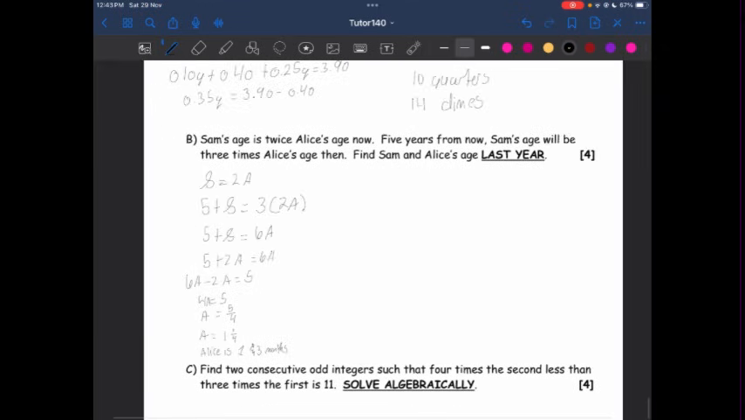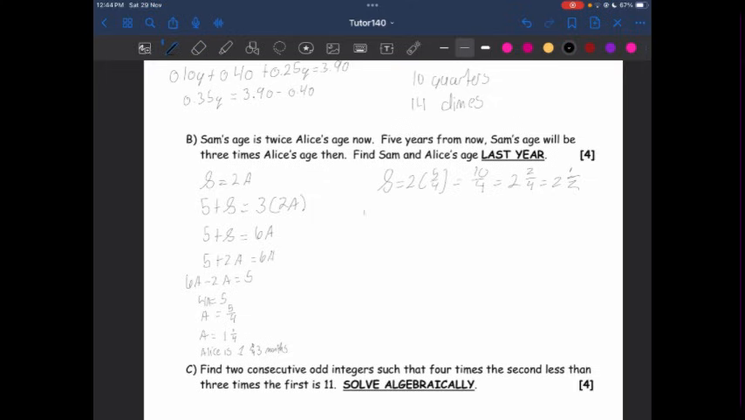So Sam is 2 times A. So 2 times 5/4. So Sam is 2 times 5/4, which is 10/4, which is 2 and 2/4, which is just 2.5. So Sam is 2.5 years old, right?